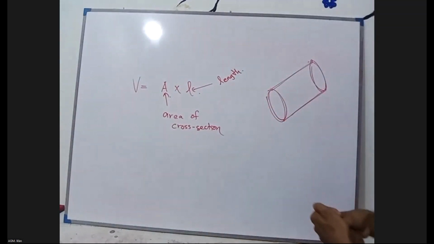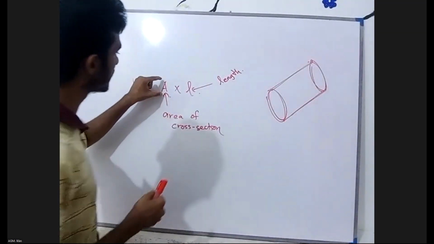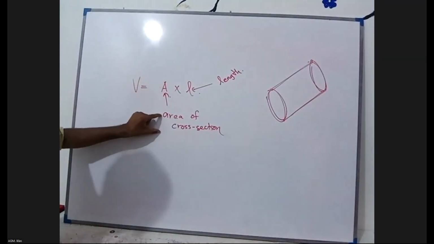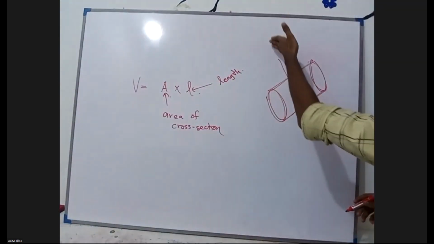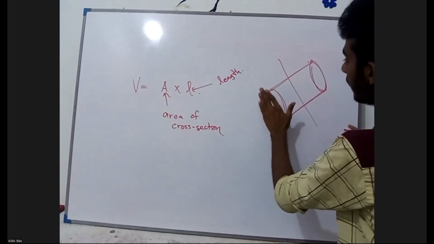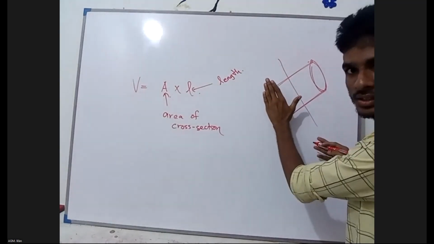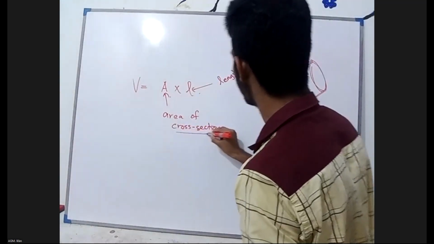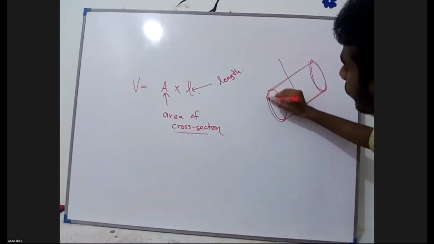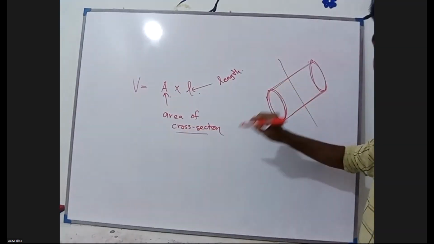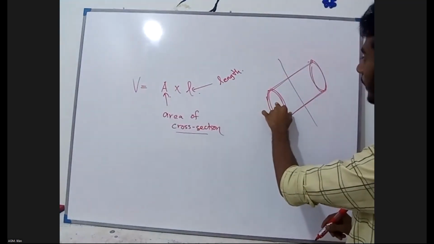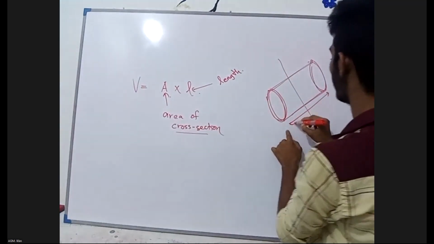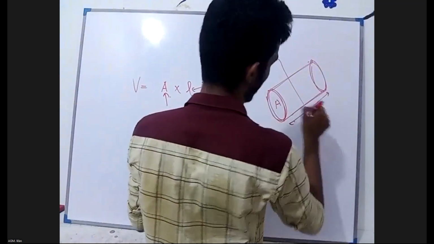So here we need to identify A, the area of cross section. If you consider the cylinder along this axis, this circular face is called the cross section. So the area of cross section here is the area of the circle, and the length is this length. So this is A, this is L.